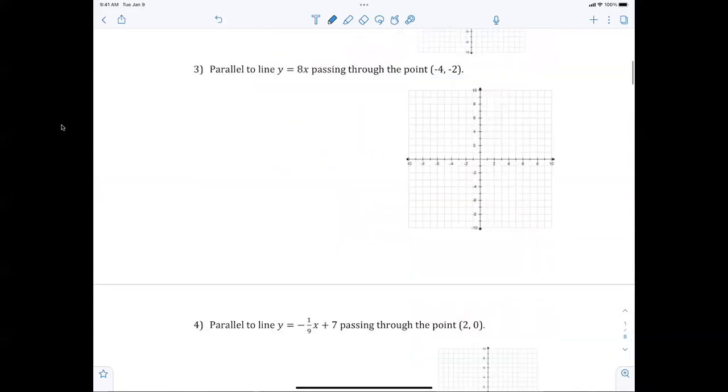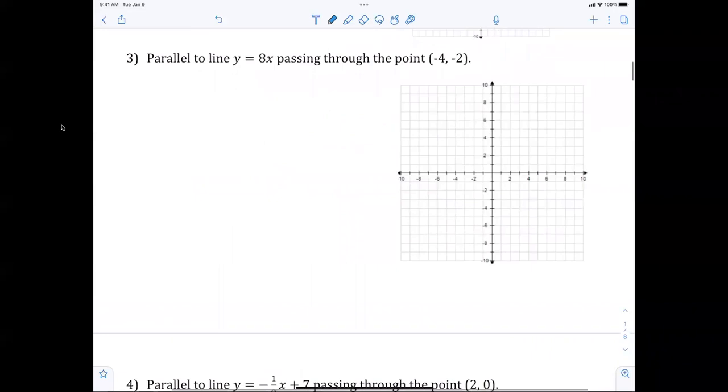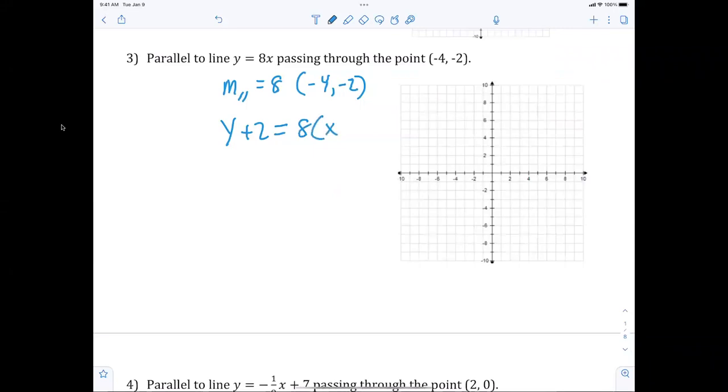Here we go. Number 3. The slope of the parallel line is equal to what? 8. Passing through what point? -4 and -2. Tell me, Mr. Barrow. So it'd be y plus 2 equals 8 parentheses x plus 4. Yes, simple, simple, simple. All right, that's it.